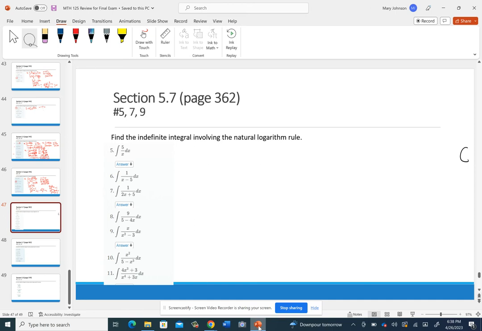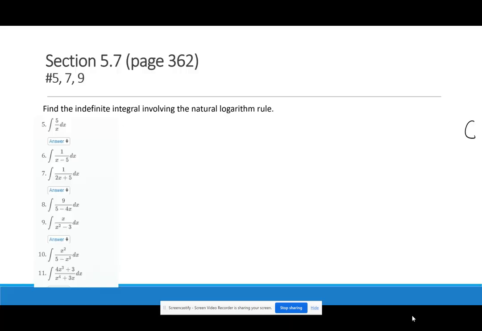All right, let's look at section 5.7. So let me go ahead and get into my slideshow here. So here we're doing derivatives that wind up being involving the natural logarithm rule.